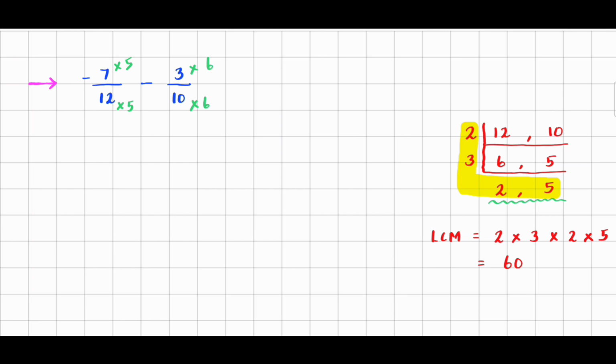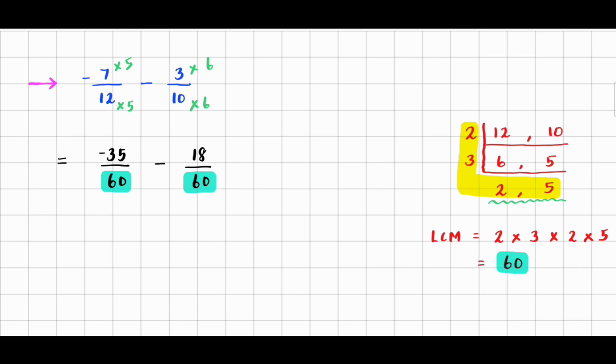Just make sure that what we do to the bottom of the rational number, we must also do to the top. So, negative 7 divided by 12 becomes negative 35 divided by 60. And negative 3 divided by 10 becomes negative 18 divided by 60. As you can see now, we changed each rational number's denominator to the same as the least common multiple.